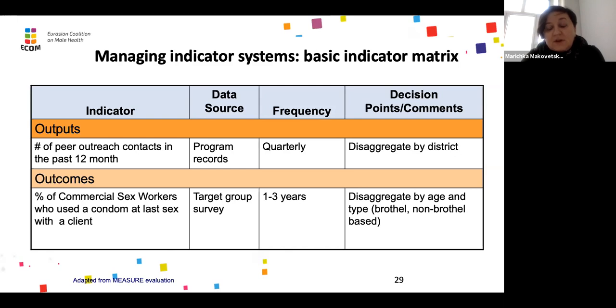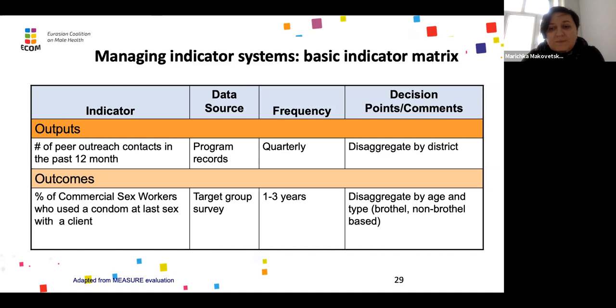Regarding the frequency, it's recommended to collect such a survey at least once per year, or once per 3 years. There is no need to do it more often than this, because it's a very comprehensive survey, and you will have to put a lot of effort into collecting this data.